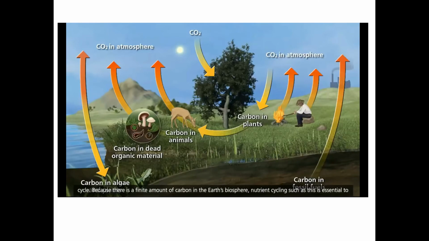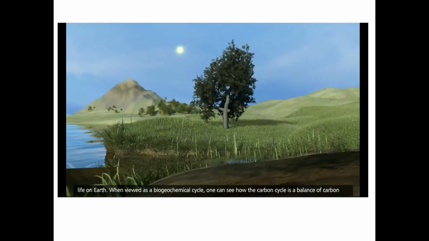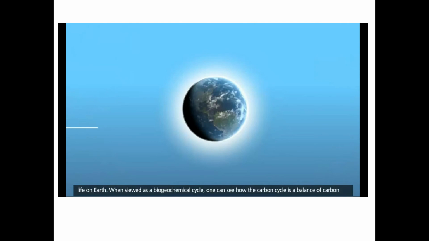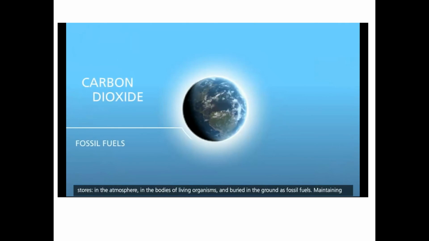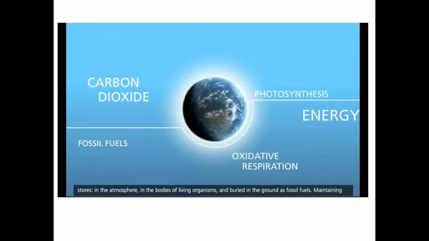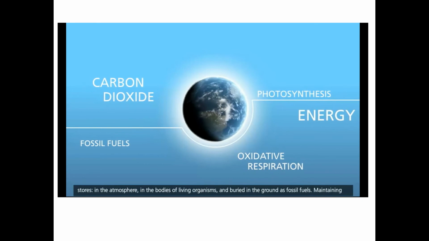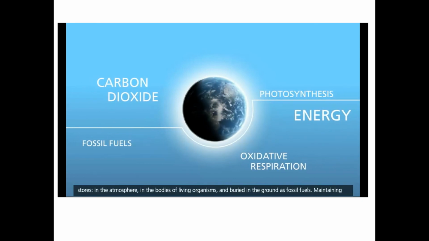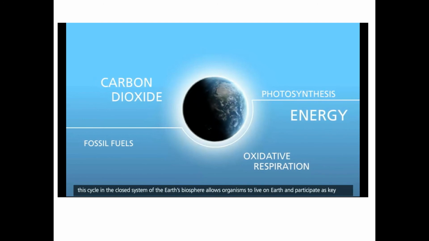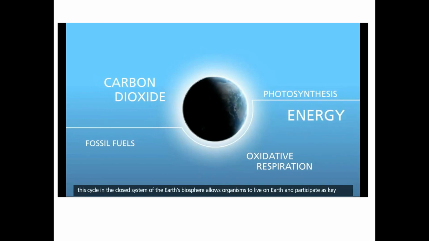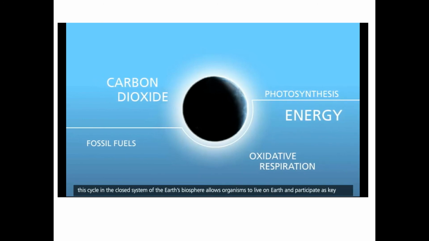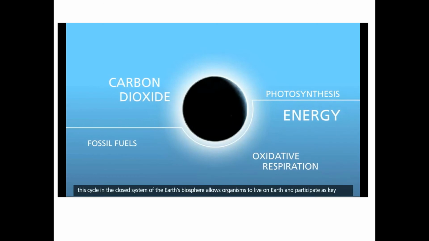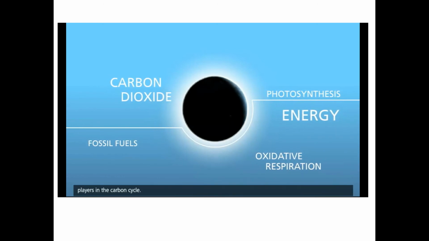Because there is a finite amount of carbon in the Earth's biosphere, nutrient cycling such as this is essential to life on Earth. When viewed as a biogeochemical cycle, one can see how the carbon cycle is a balance of carbon stores in the atmosphere, in the bodies of living organisms, and buried in the ground as fossil fuels. Maintaining this cycle in the closed system of the Earth's biosphere allows organisms to live on Earth and participate as key players in the carbon cycle.